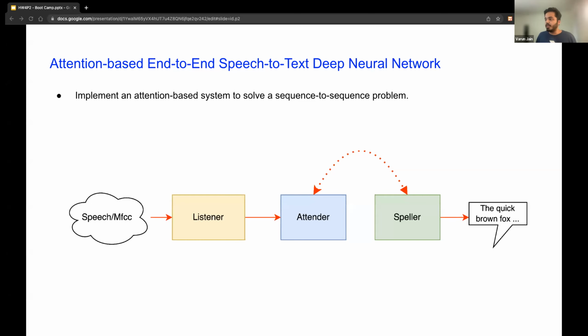So we'll be implementing an attention-based end-to-end speech-to-text deep neural network in this homework. And the difference from the other homeworks is that we'll have an attention module, or an attender, that will actually provide the context to a language model.